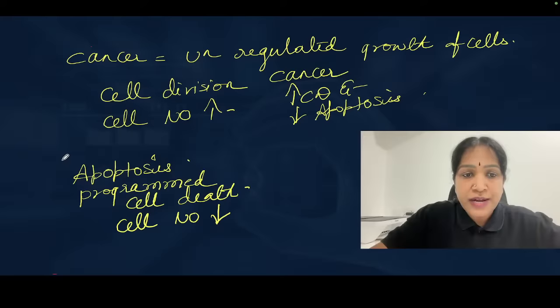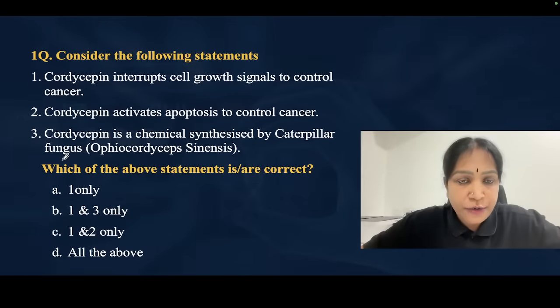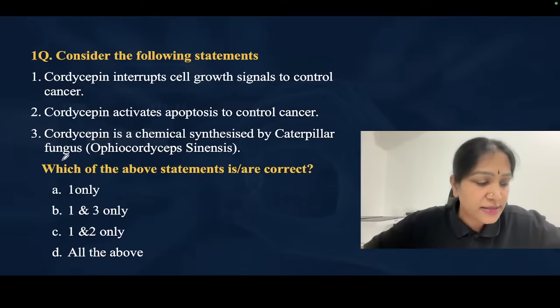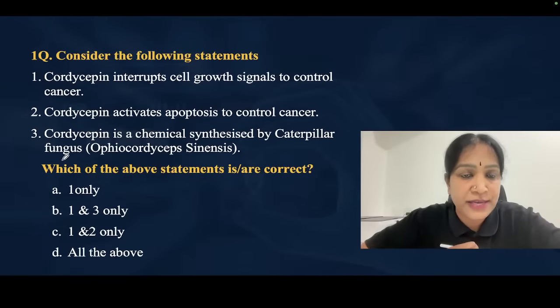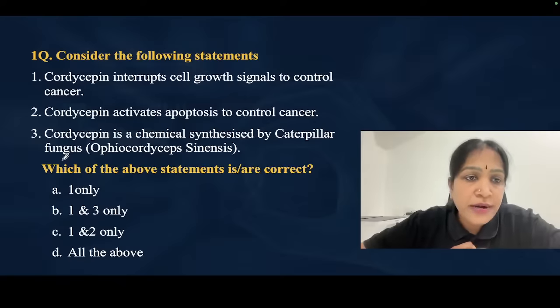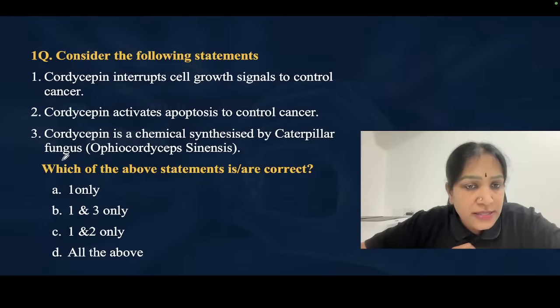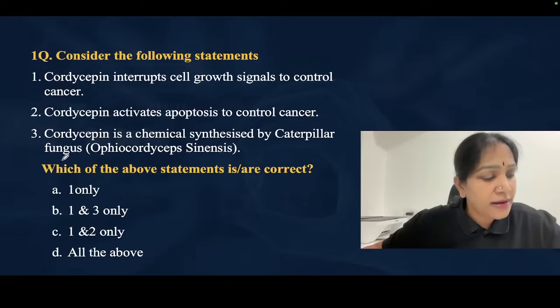Now let us try to answer this multiple choice question. Take some 30 to 40 seconds time and try to answer this question. You can send me the answers in the comment section. Cordycepin interrupts cell growth signals to control the cancer. Cordycepin activates apoptosis to control the cancer. Cordycepin is a chemical synthesized by caterpillar fungus. Which of the above statements are correct? What is the correct answer? Everybody please.